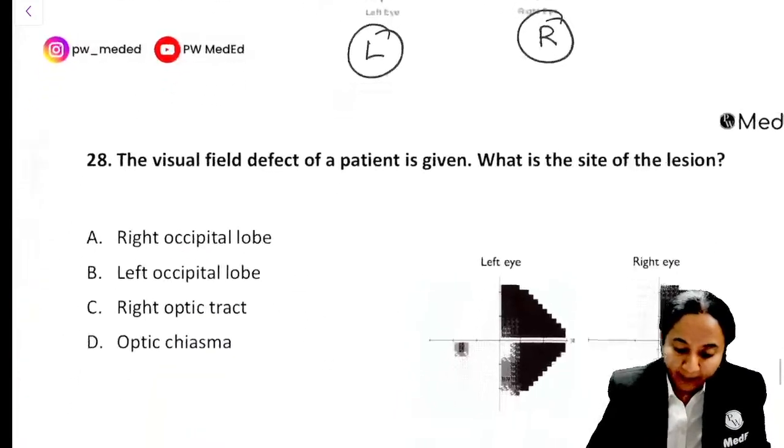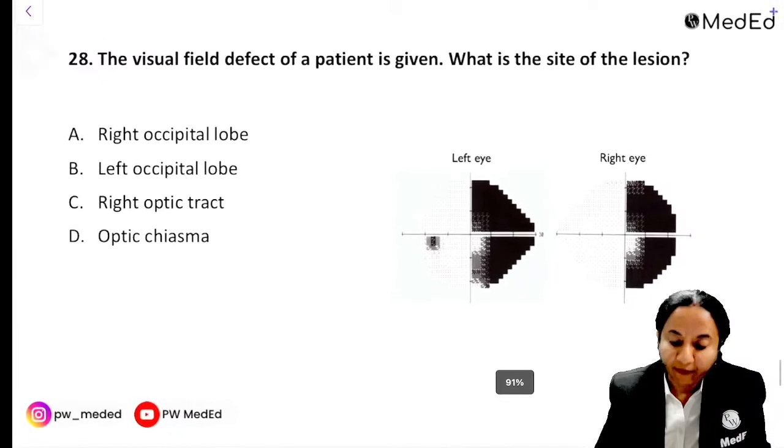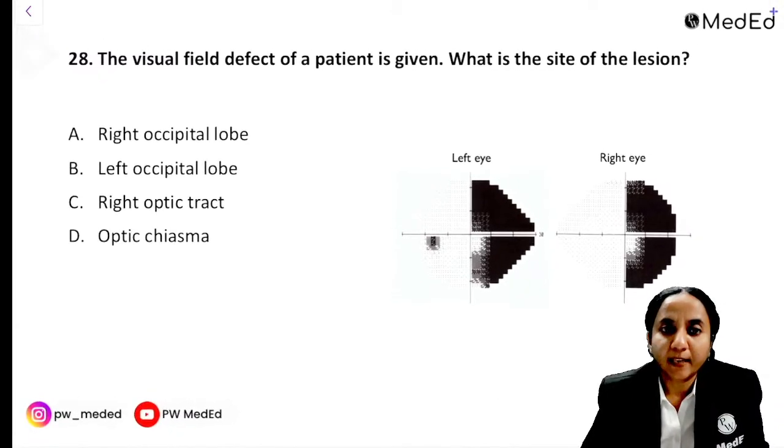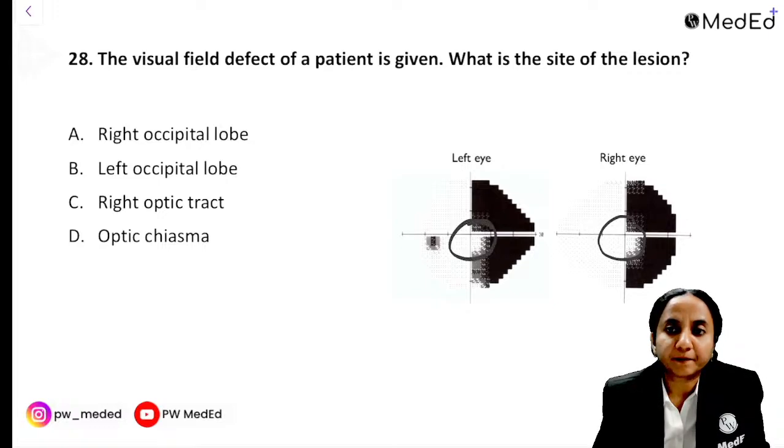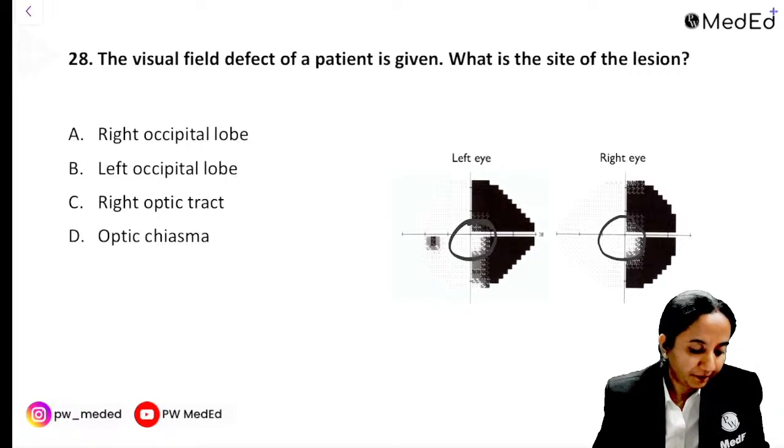So quickly, one more time, let's look at all the types of visual field defects. See, this is the visual field defect of a patient. Now this is also a homonymous hemianopia, but there is a clear area here. So what do we call this?